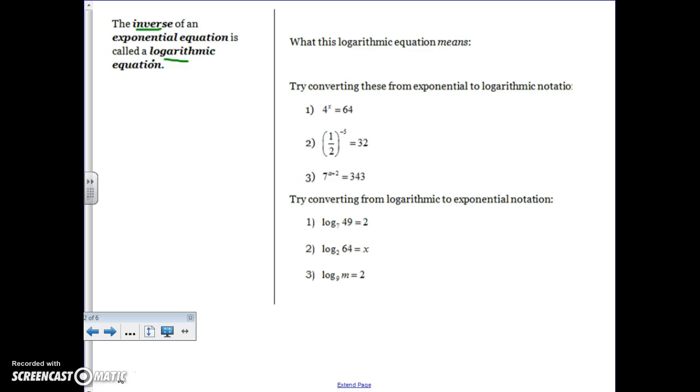What the logarithmic equation means, so we were asking ourselves 3 to what power is equal to 81? You could guess, or we could learn how to do that, and we'll learn how to do it in a second. But let's just worry about converting, and then we'll worry about solving these, okay? So try converting these 3 problems from exponential to logarithmic notation, and then you're going to try converting from logarithmic to exponential. So go ahead and try that on your own, okay? Hit pause and try it on your own. Don't just wait for me to put the answers up here. Hit pause and try it on your own.